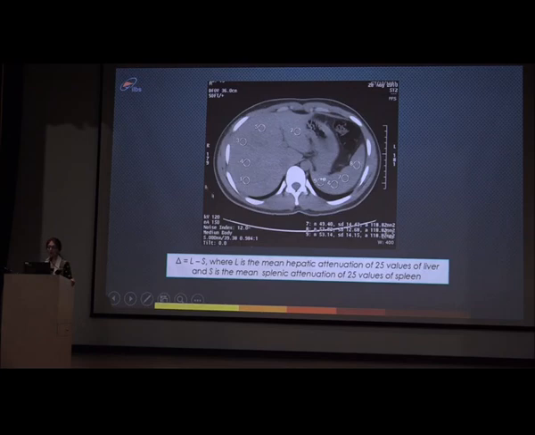So what do you do here? You take a lot of values. These are the regions of interest. These are the ROIs, and we calculate the liver minus spleen index, which means the hepatic attenuation. We usually take 5 sections. We take 5 values on both sides, so we get 25 values each, and you subtract the two and you see which one is usually bigger than the other.